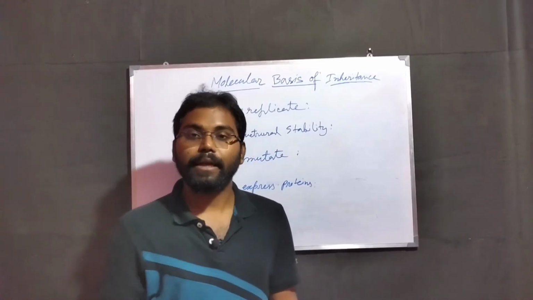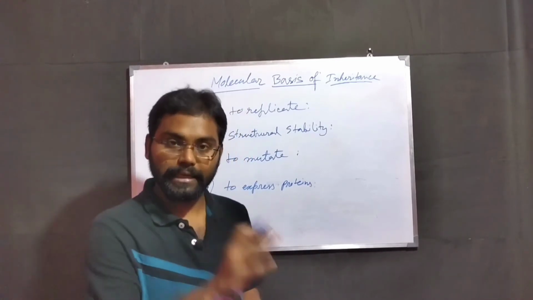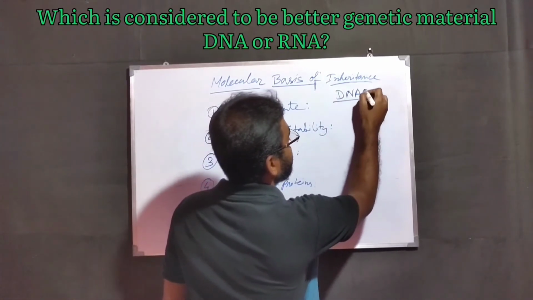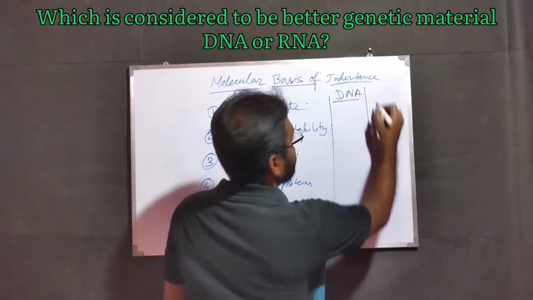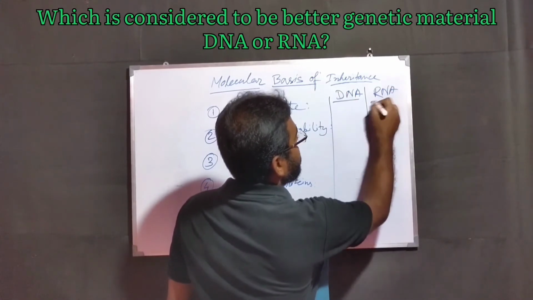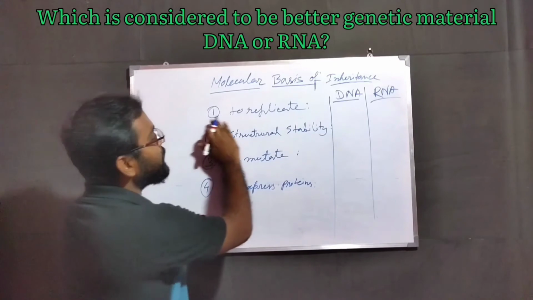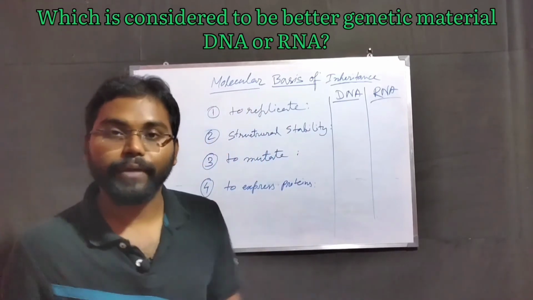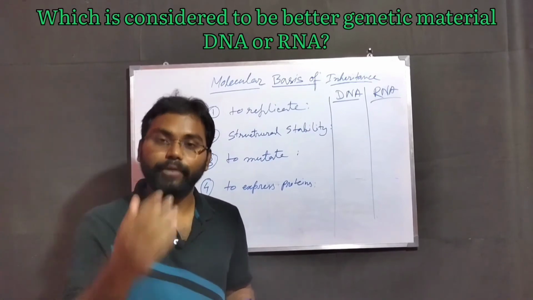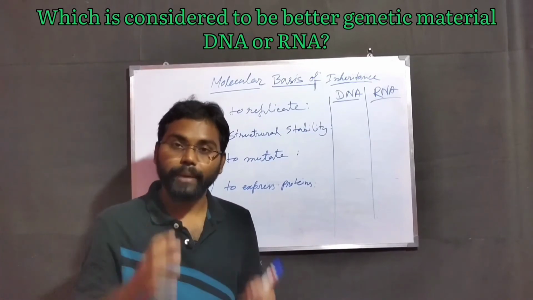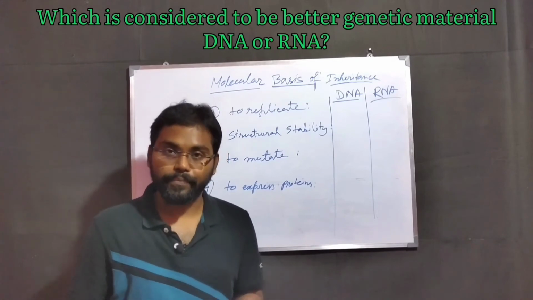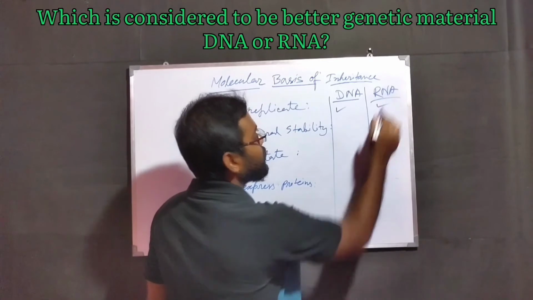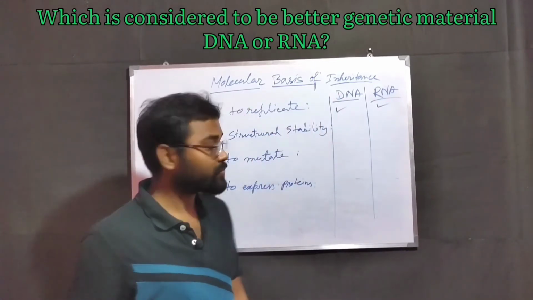Now we will see which one is better, DNA or RNA. The first criterion is the ability to replicate. What is the meaning of replication? It means to make exact copies of themselves. DNA and RNA both can do this. That means both can replicate.